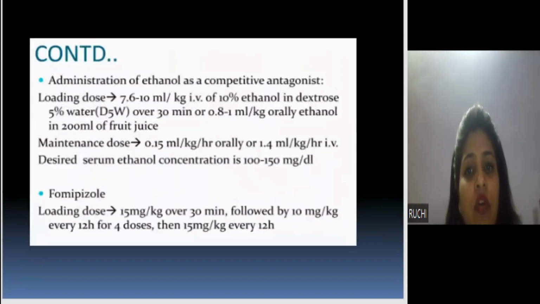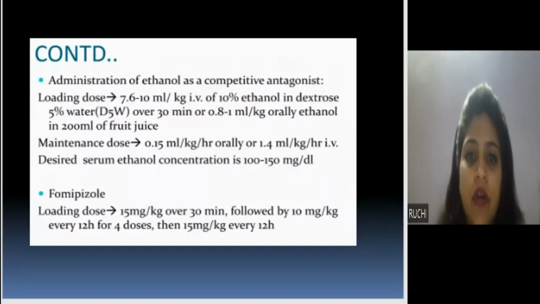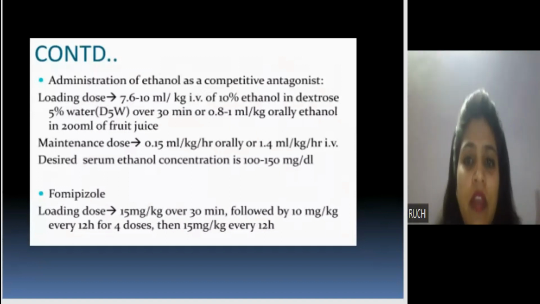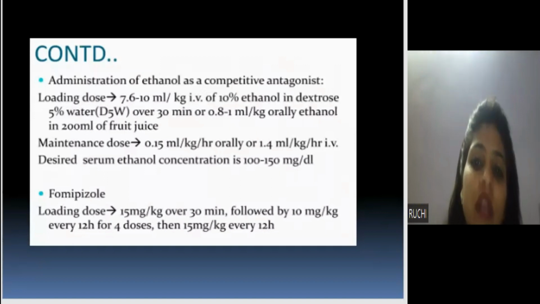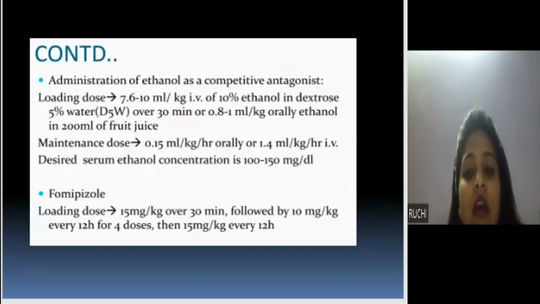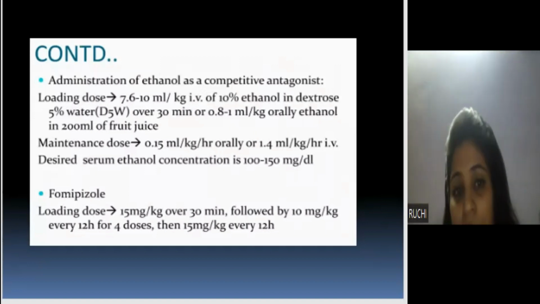Then administration of ethanol as a competitive antagonist. Loading dose: we are not that happy giving IV 10% ethanol, so the usual dose is 0.8 to 1 ml per kg orally. We will give it via RT, ethanol in 200 ml of fruit juice. We will not give just ethanol; we will mix it with fruit juice and give it via RT so that it acts as a competitive antagonist, and the ethanol will bind to the receptors and methanol will be excreted.